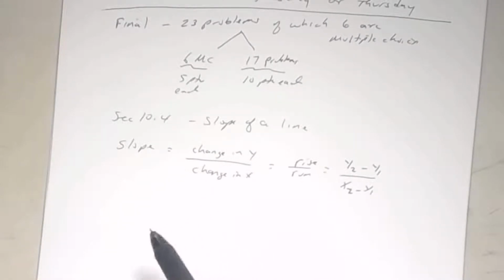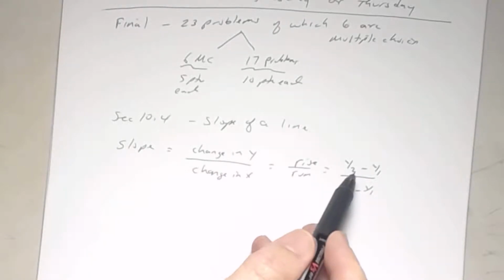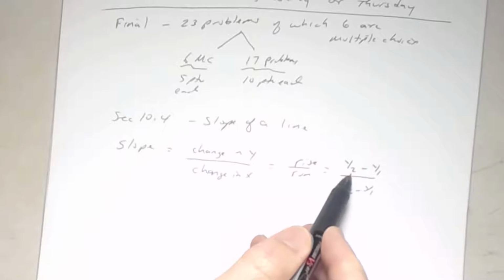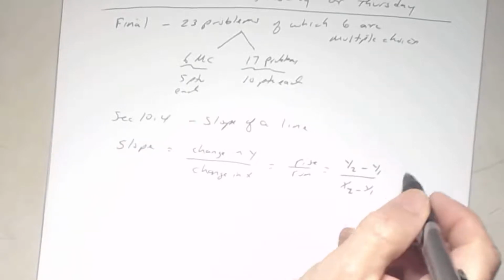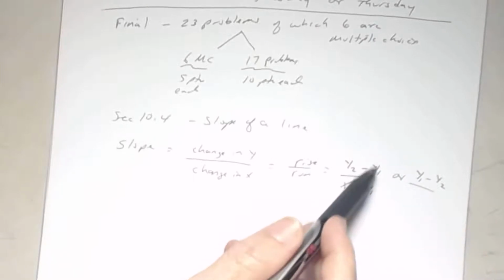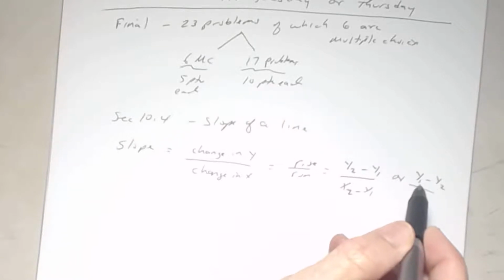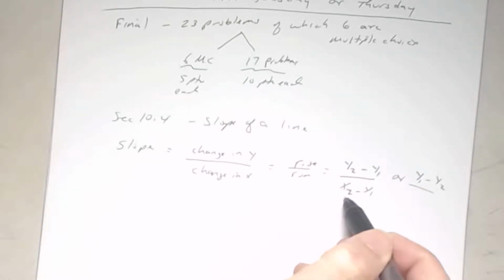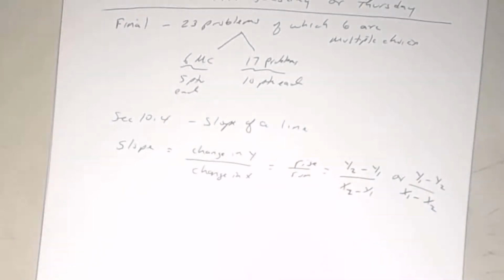Change in x means to do what? Subtract the x coordinates. But the order matters. When you're finding the slope, the order in which you subtract the coordinates does matter. So if you put y2 first, then in the denominator you have to put x2 first. Now you could have put y1 first, so you could have said y1 minus y2. It does not matter. The one I'll give you will be this one here. But remember, the order matters. If you put y1 first, then in the denominator you have to put x1 first. So x1 minus x2.